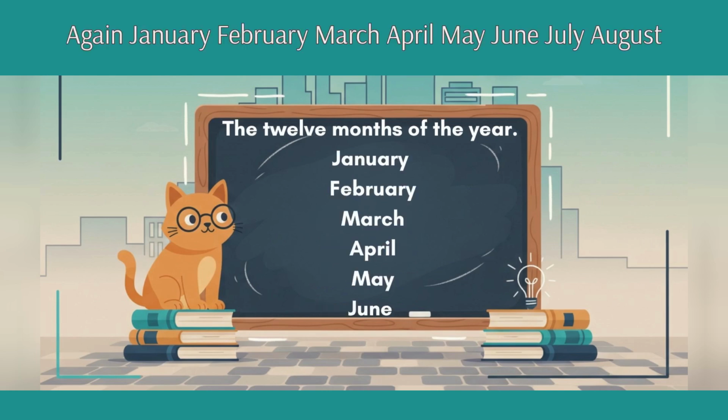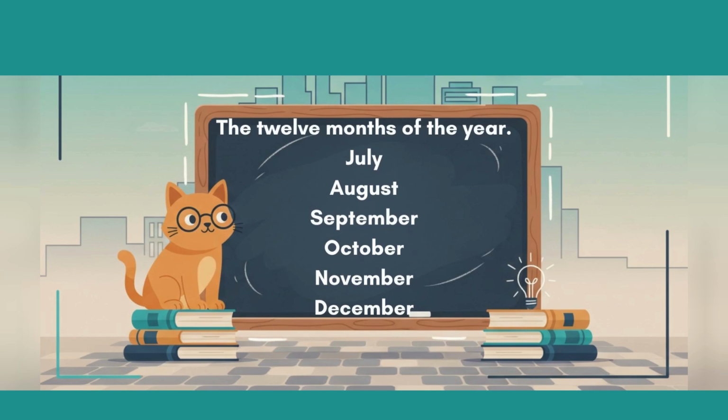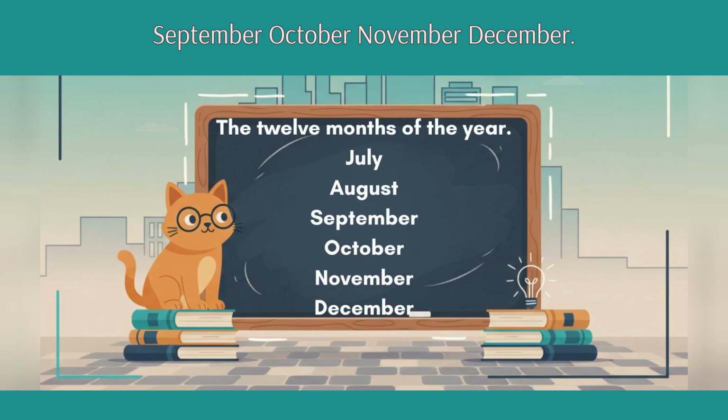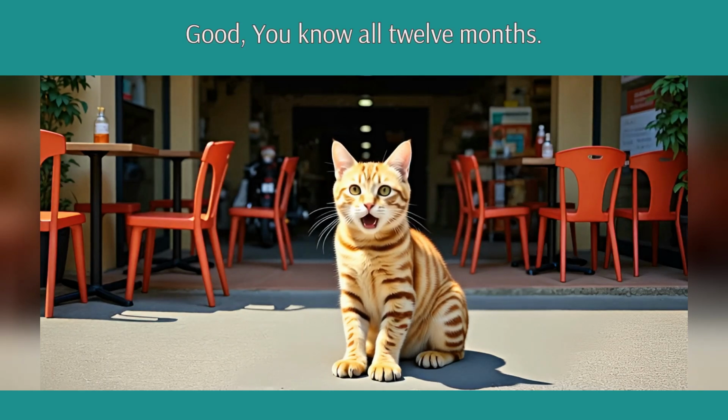Again, January, February, March, April, May, June, July, August, September, October, November, December. Good. You know all 12 months.